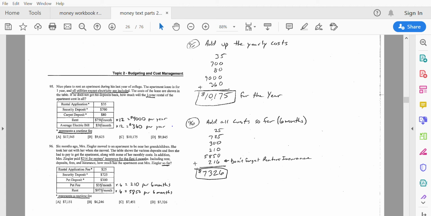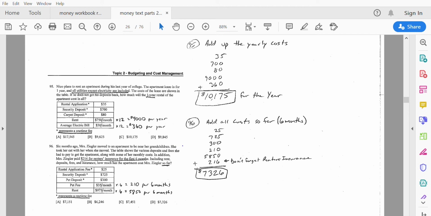Okay, number 96. It says 6 months ago, Mrs. Ziegler moved to an apartment to be near her grandchildren. She took her cat with her when she moved. The table shows the various deposits and fees she had to pay to get the apartment, along with some of her monthly costs. In addition, she paid $216 for renter's insurance for the first 6 months. Including rent, deposit, fees, and insurance, how much has the apartment cost so far?